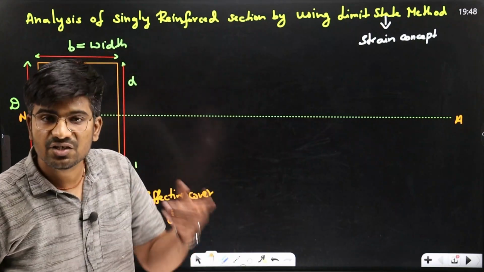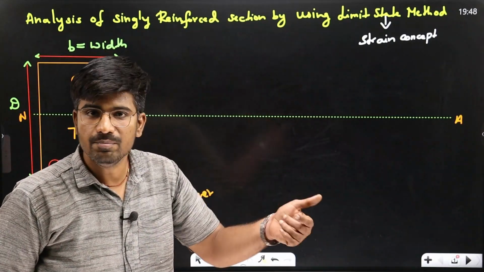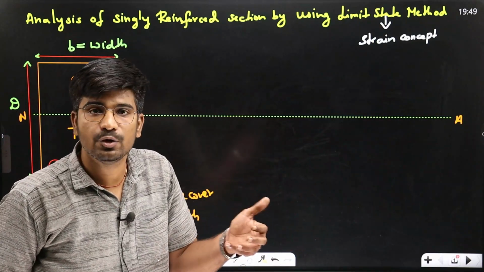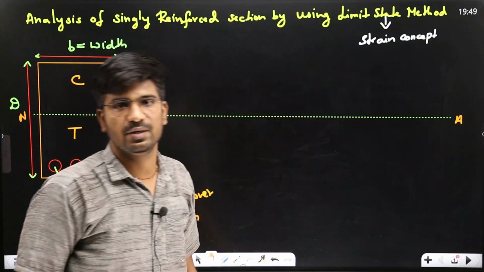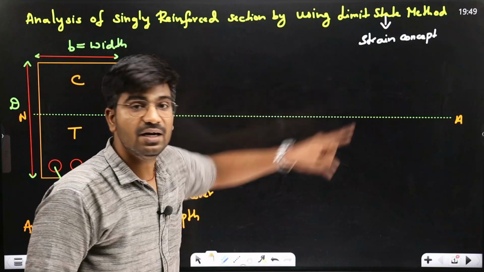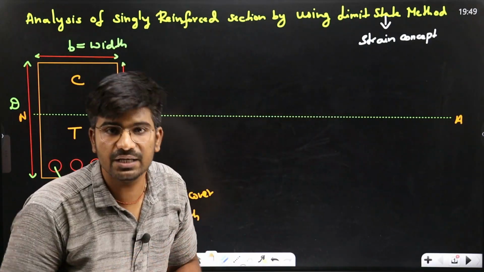For the working stress method, you already designed the whole beam in your previous classes. That is totally based on WSM, the working stress method, totally based on the stress concept. LSM is based on the strain concept. One more thing you have to tell: the limit state method has limit state of collapse and limit state of serviceability.